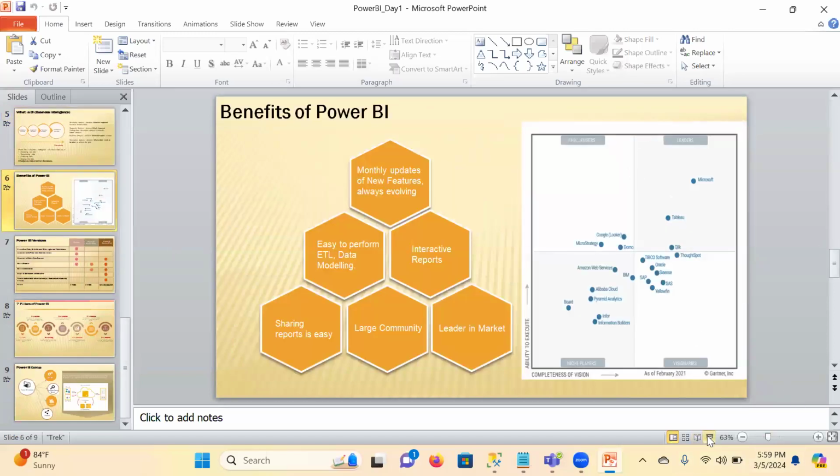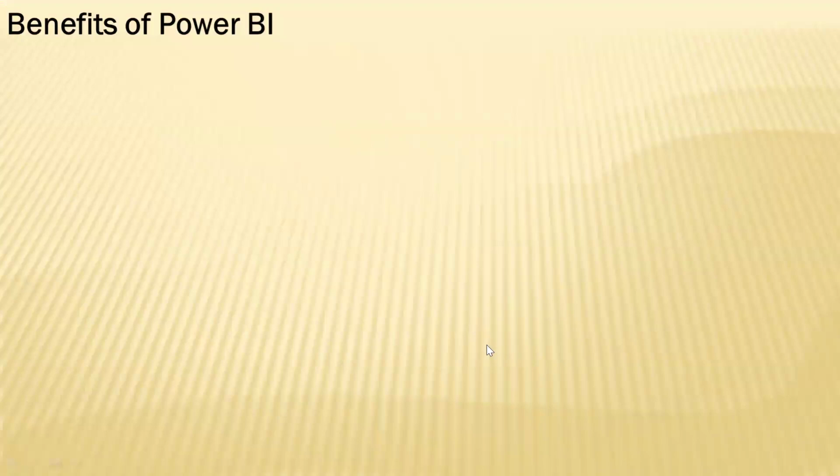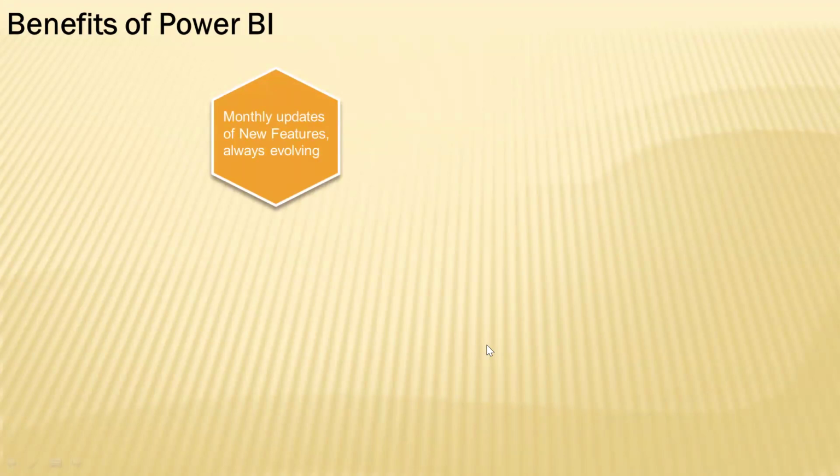Okay. So as I mentioned, in the market we have many BI tools. Not only the ones I mentioned, there are other BI tools as well. Why is Power BI a leader in the market? Because it has monthly updates of new features, always evolving. Microsoft takes requirements from developers. As a developer, we can post in the Microsoft community a feature that would be good to have in Power BI but is not available right now. If we get a majority of votes for that request, Microsoft will pick it up, try to develop it in Power BI, and release it in the coming month's updates. So that's how it is.